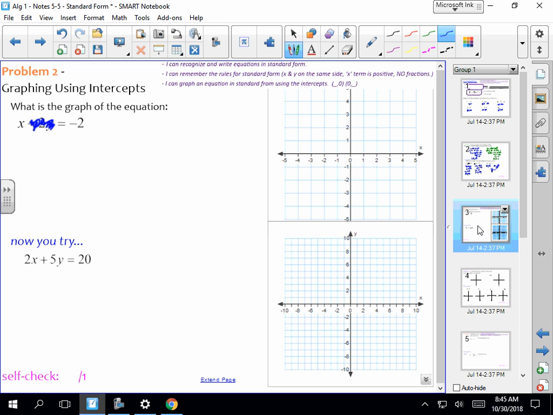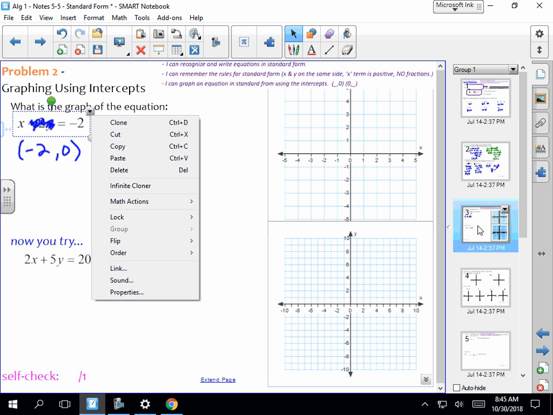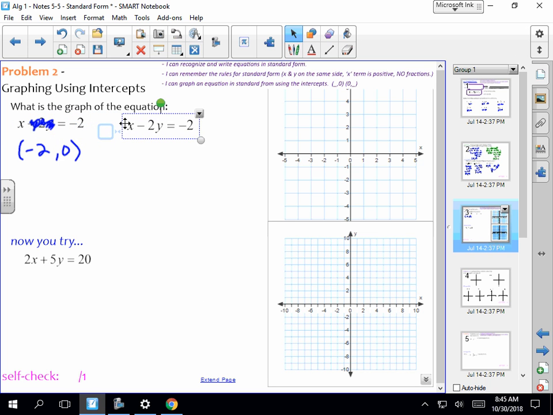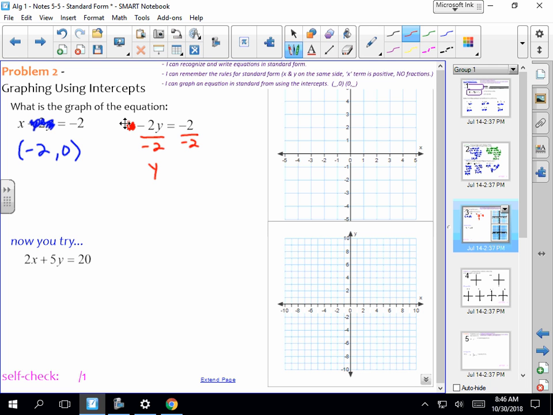X is -2, so we have -2, 0. That's our x-intercept. And then if I take and clone this and do a cover-up on just the x, you've just got to really watch the signs on here. I know students will maybe just not see this negative sign here, and that'll mess you up. So just be aware of that. But -2y equals -2. Can you solve that? Yeah. Because we divide each of these by -2, we have y equals +1. So 0, 1 is the other point.